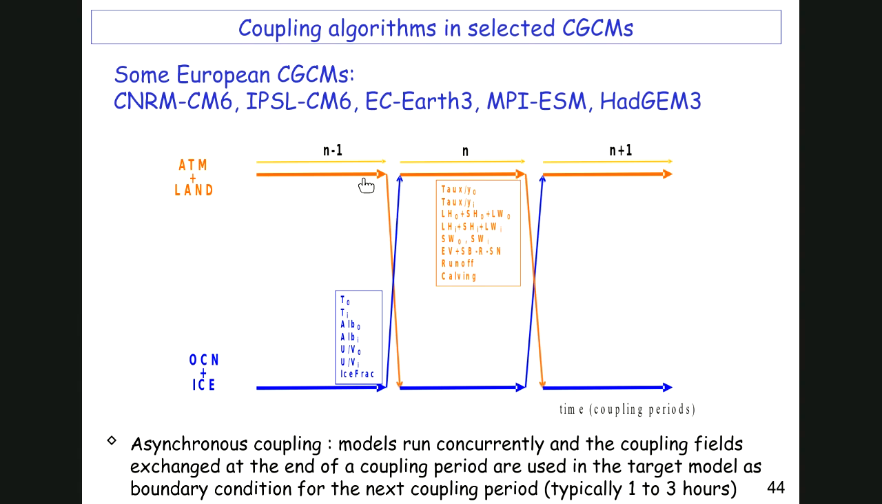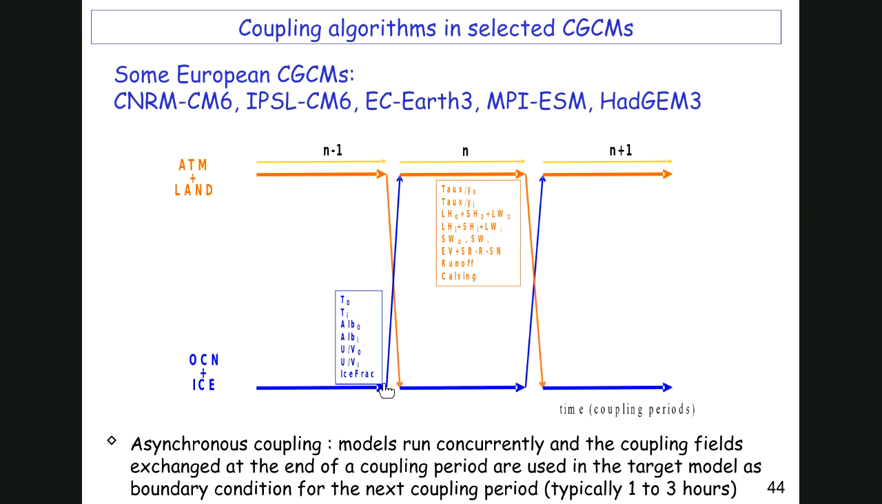And in return, the atmosphere and land model will send some fluxes to the ocean: fluxes of momentum, energy, and water. So for example, these fluxes include the stress over the ocean, the latent heat and the sensible heat and the long wave, also the short wave flux, and all the water fluxes: the evaporation, sublimation, rain and snow. They also include the runoff and the calving, which is the breaking of ice from glacier to the ocean.